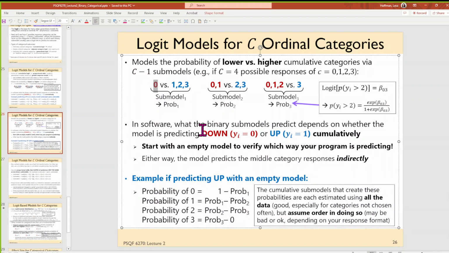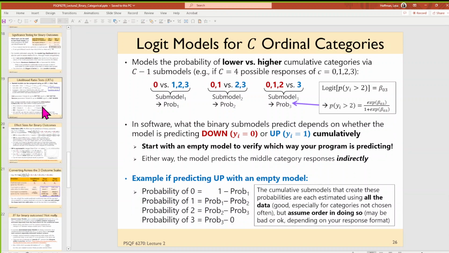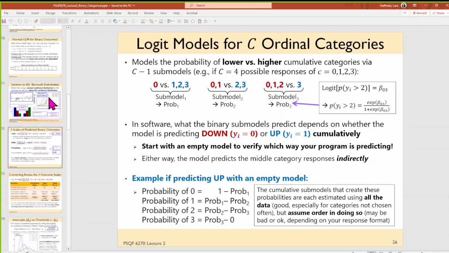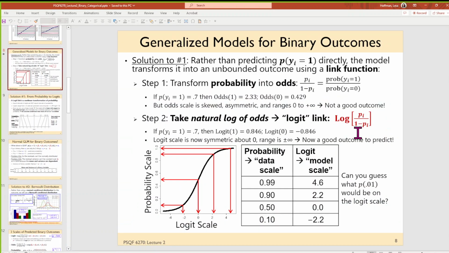But yes, -1 times an intercept will give you the threshold. Do you remember why that is? The reason that it works that way is because logits and probits are symmetric. If I know that the logit of the probability of the higher category is 2.2, then I know that the logit for the probability of the lower category is -2.2. That's why it's -1.